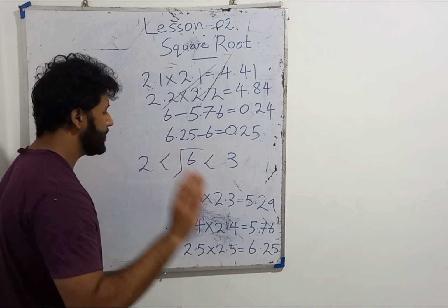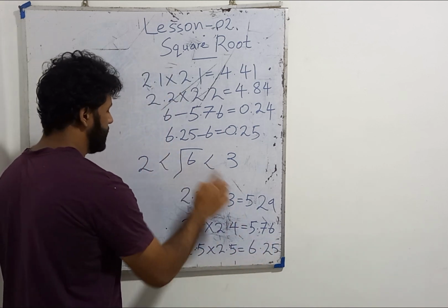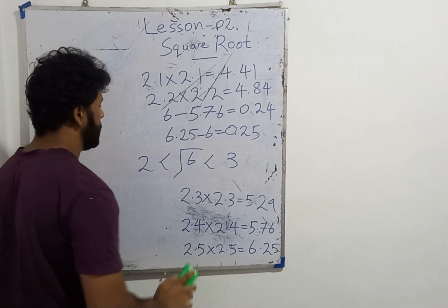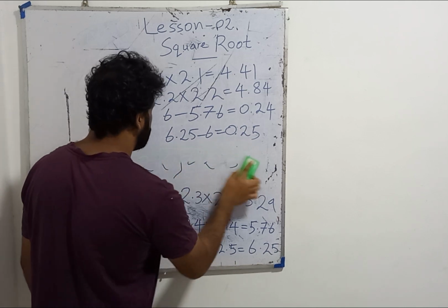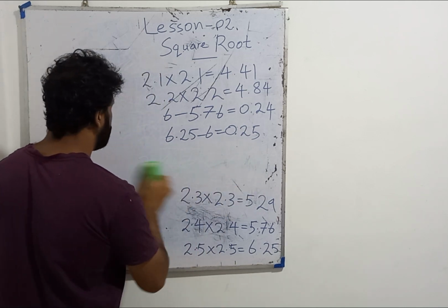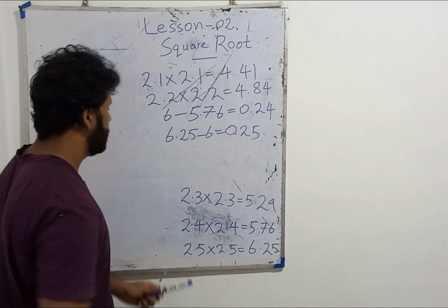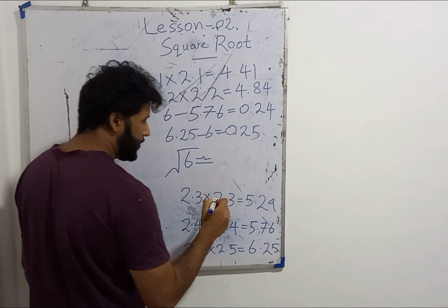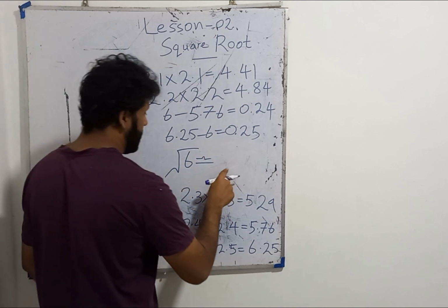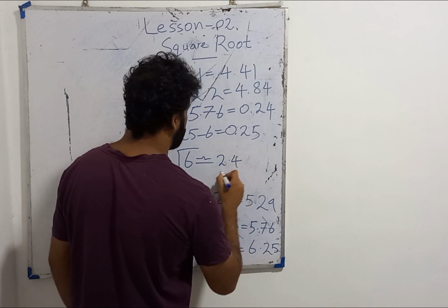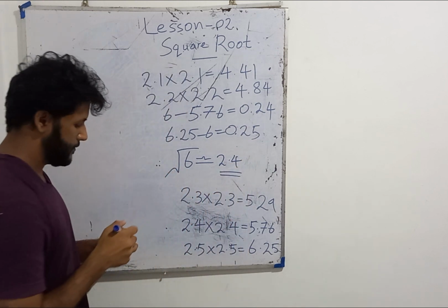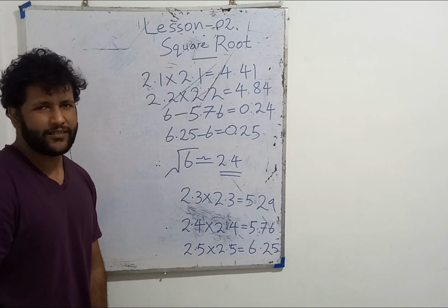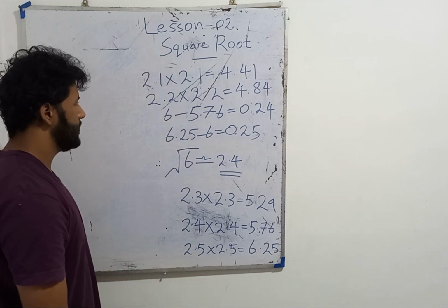Then the first approximation of the square root of 6, that's going to be 2.4. So I will write, therefore, the square root of 6 is approximately equal to, first approximation, 2.4. Please understand this procedure, then it's very easy. Understand the procedure, very easy.